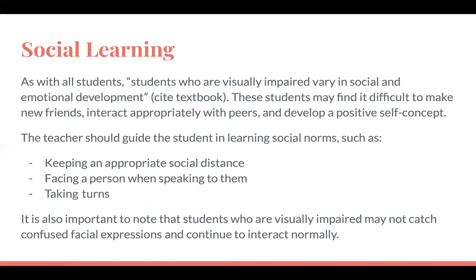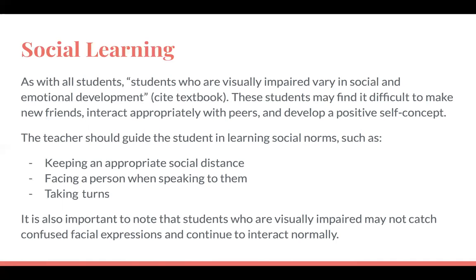These are the times that students are learning through what their peers are doing and what their teacher is doing. They're learning how to keep appropriate social distance, that when you're talking to someone, making eye contact with them, or at least facing that person when you're talking to them is what you need to be doing. And then things like taking turns that children learn at a very young age. These are some things that really need to be emphasized because your students who are visually impaired may not be catching these things, and they may not be learning through modeling like the other students are doing.